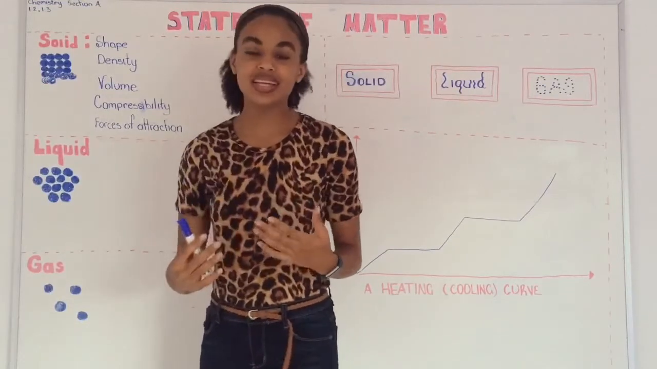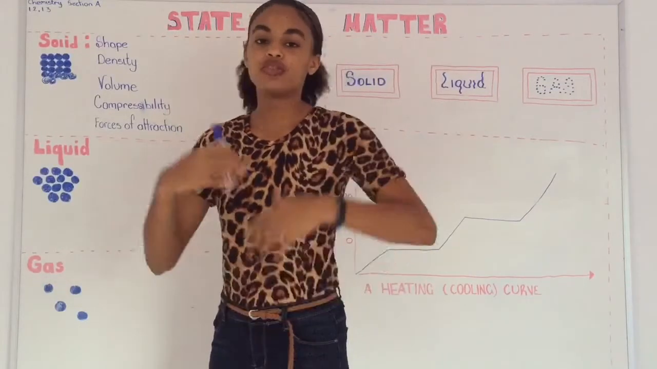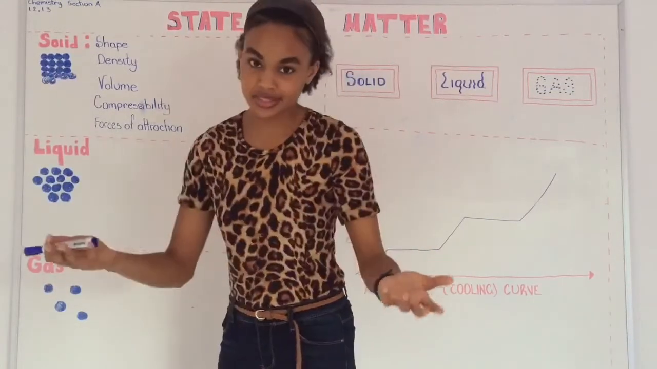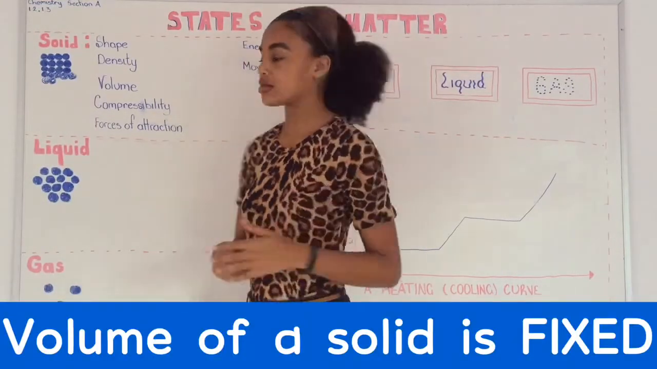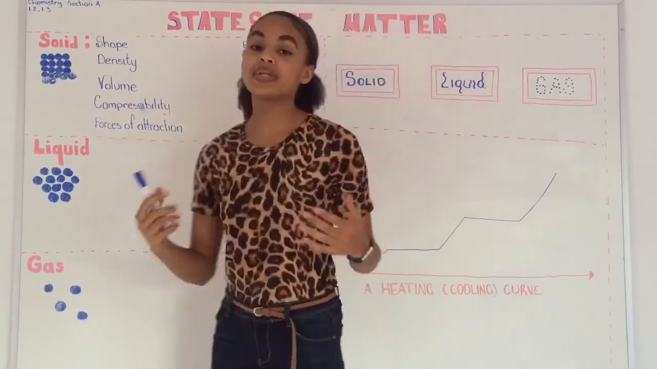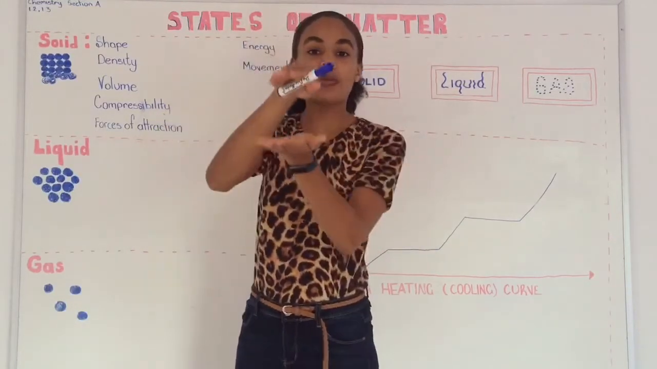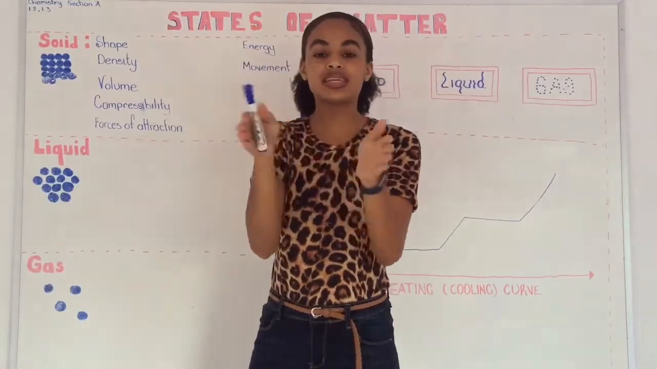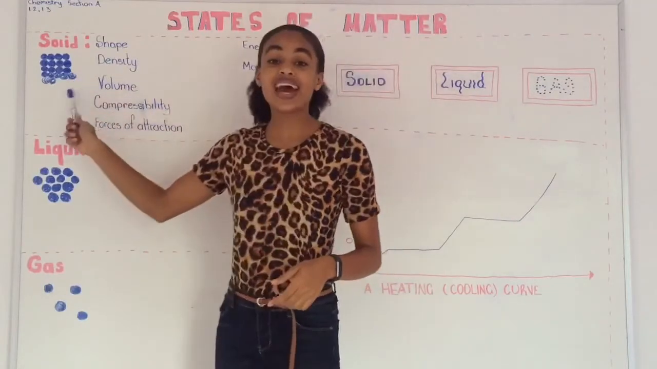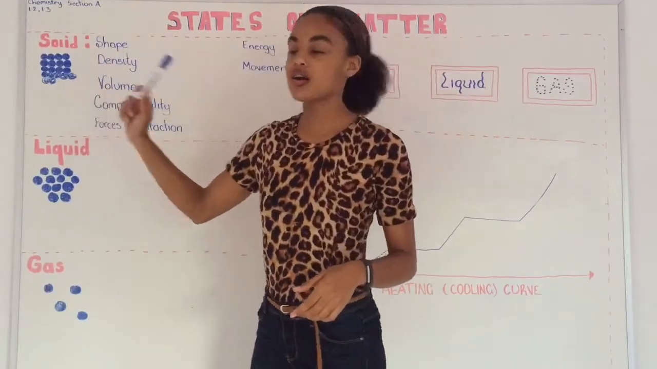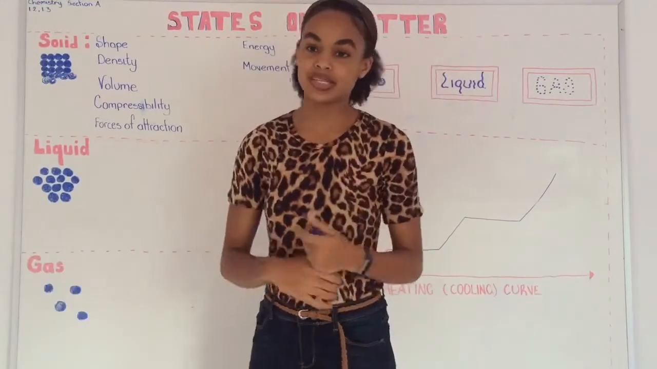How many particles the solid has is fixed. It doesn't randomly change unless you add more particles to that solid, or if you cut a piece of the solid off and change the volume. But usually we say that the volume of a solid is fixed. Compressibility. Compressibility simply means whether it is possible for you to compact or push the solid together to form a different shape or to make it smaller. Because of how tightly packed the particles in a solid are, we say that it's very difficult to compress a solid, or no compressibility.